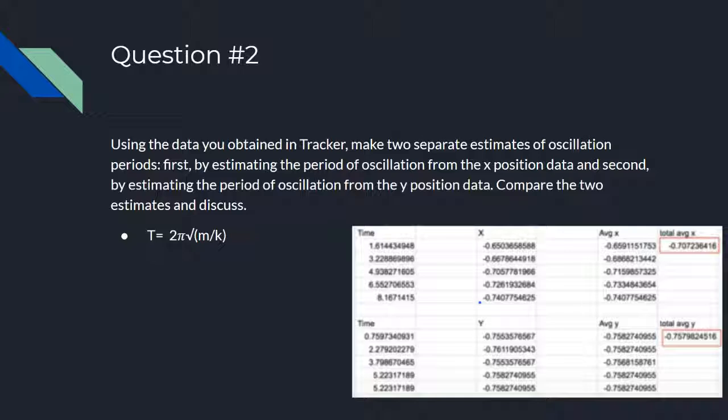To answer the second question, the time period would be calculated using the formula below. T equals 2 pi square root of m over k. But in this case, we use the position data points for the x and y direction to determine the period. The period for the x position data was 0.71, and for the y position, it was 0.76. These values are pretty close, but the vertical y value depends on the spring constant, and the horizontal x value depends on the force of gravity.